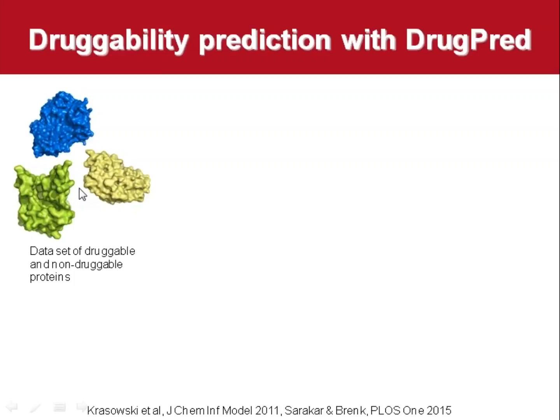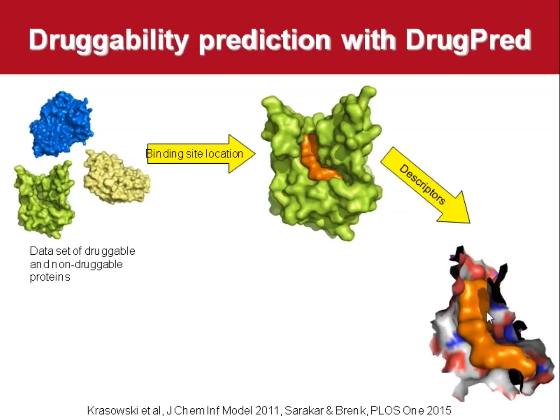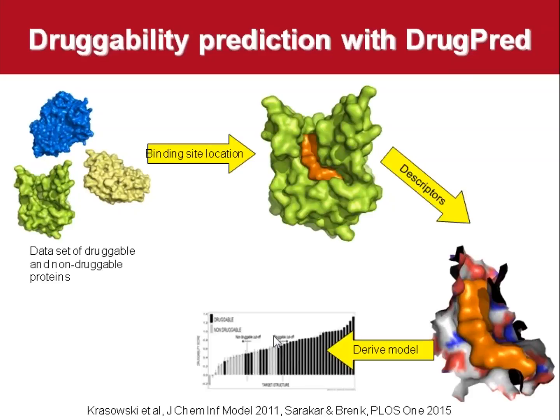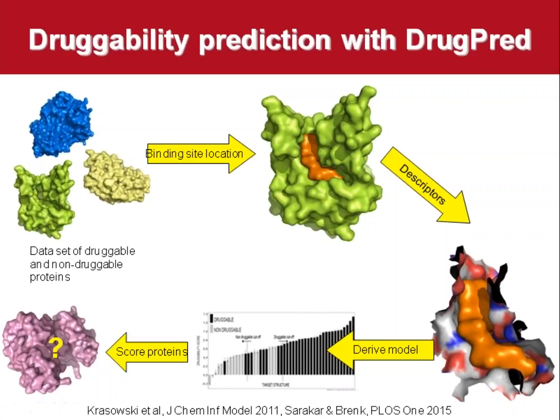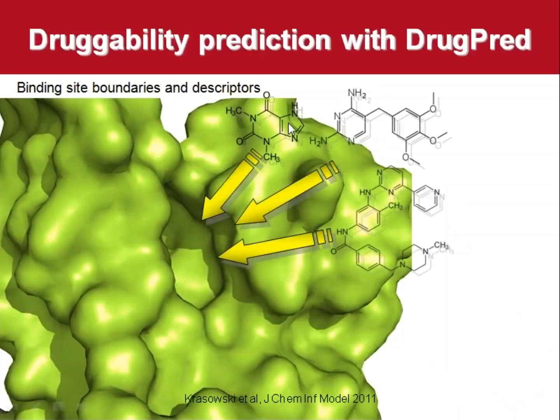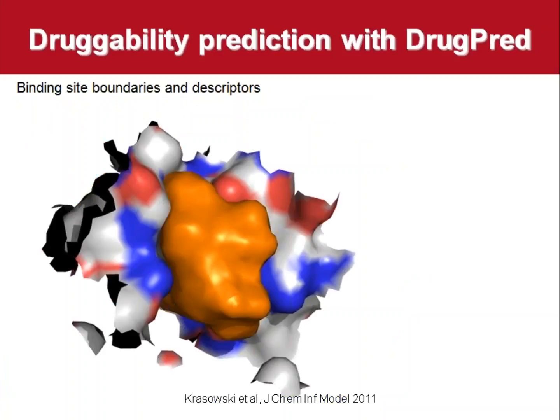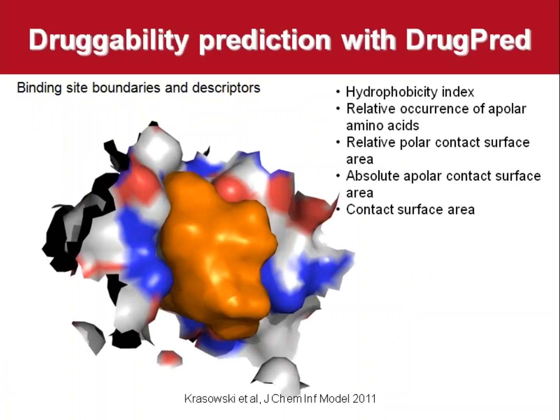So we started with a data set of tractable and non-tractable proteins. Then had to locate the binding sites of the proteins, then use the binding site to calculate descriptors, and then we derived the model which we then could use to score the proteins. So how did we determine the binding site boundaries and the descriptors? So what we did there is we just docked a whole bunch of small molecule fragments into the binding sites, and for this docking we only use steric constraints. Then we keep the molecules with a good steric fit and merge them into a superligand. So this gives us the shape of the binding site, and then we can use this superligand to calculate the descriptors of the binding site.